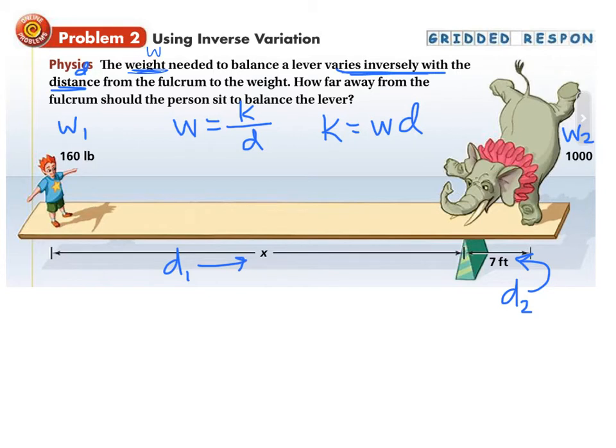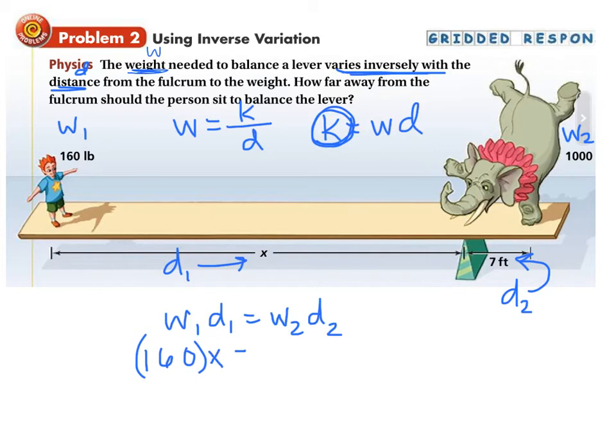What we can do here is, because this k is the constant, we can say the first weight times the first distance equals the second weight times the second distance. And it's a really easy little equation to use because I can put my 160 in for the weight of the dude and x for his distance equals 1,000 pounds for the elephant times the 7 feet distance from the fulcrum. Now I just have to solve my equation.